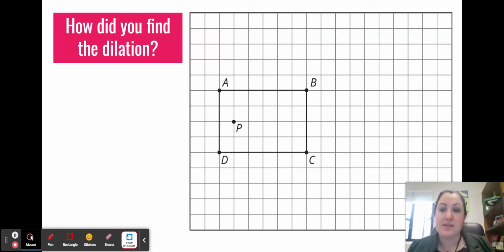Today, for your main activity, you're going to be working with dilating a quadrilateral, but using your square grid that's right in front of you. So remember, dilation always uses your scale factor. But the key with dilations is that they all have a center point, and we use it.